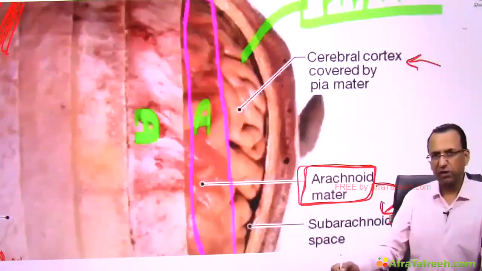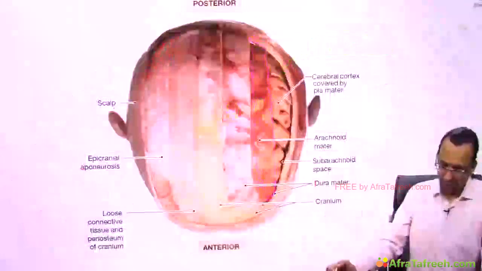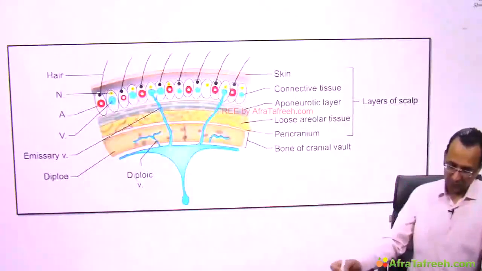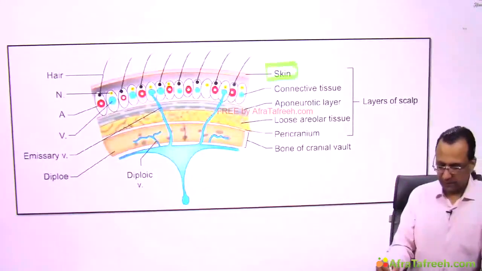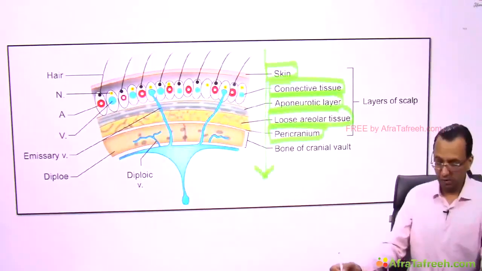Let us draw it the other way also. Which way we have to draw? You have to draw actually this way. What is this? S for skin, C for connective tissue, A for aponeurosis, L for loose connective tissue, and P for pericranium. Scalp, SCALP, scalp.